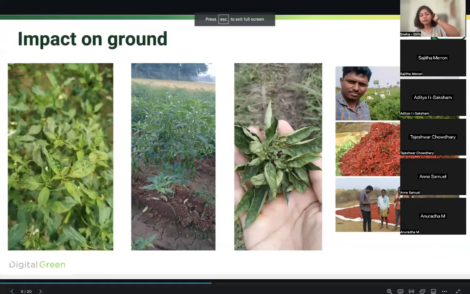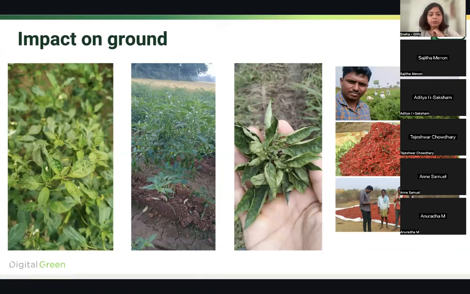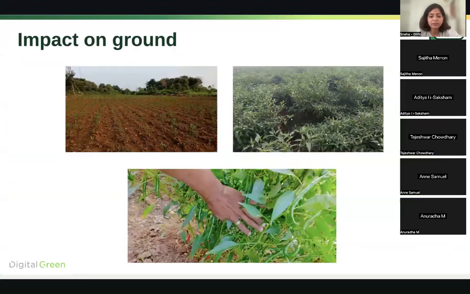Okay. Throughout the process, they were also asking farmers to share pictures from the ground. They wanted to track how the crop is doing in that particular region, so that they can also send it to the CRPs in that region. So they were asking farmers to click pictures and share impact on the ground. These are actual pictures from the ground which these farmers have shared.